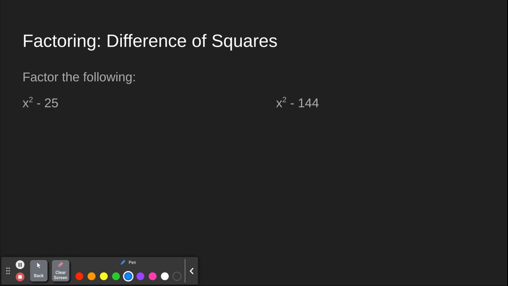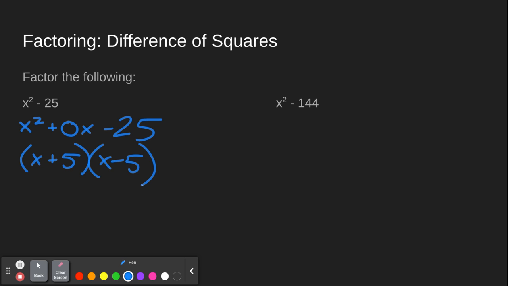I want you to notice that x squared minus 25, that's really x squared plus 0x minus 25. Can anybody tell me two numbers that multiply to be negative 25 and add to be 0? 5 and negative 5. That's right. X plus 5, x minus 5. Okay? And that's correct. That is how you factor this.